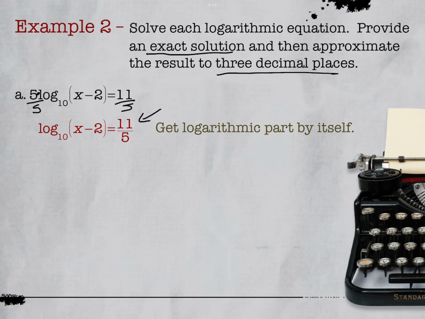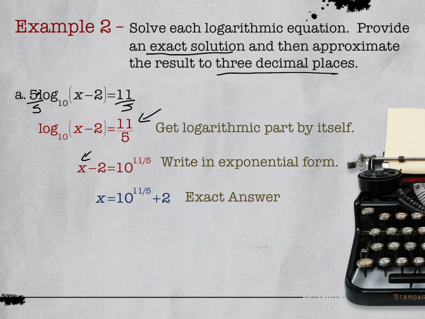After we make this the log by itself, now we're going to rewrite it in exponential form. So in exponential form, it doesn't matter what's on which side on here, but 10 to the 11/5 equals x minus 2. So we have our exponential form. So to get our exact answer, we need to get the x by itself right here. So I add 2 to both sides. So x equals 10 to the 11/5 plus 2 would be our exact answer. Then you can plug that into your calculator. Plugging it into your calculator as your approximate answer, 160.489. So that would be solving our log equation.